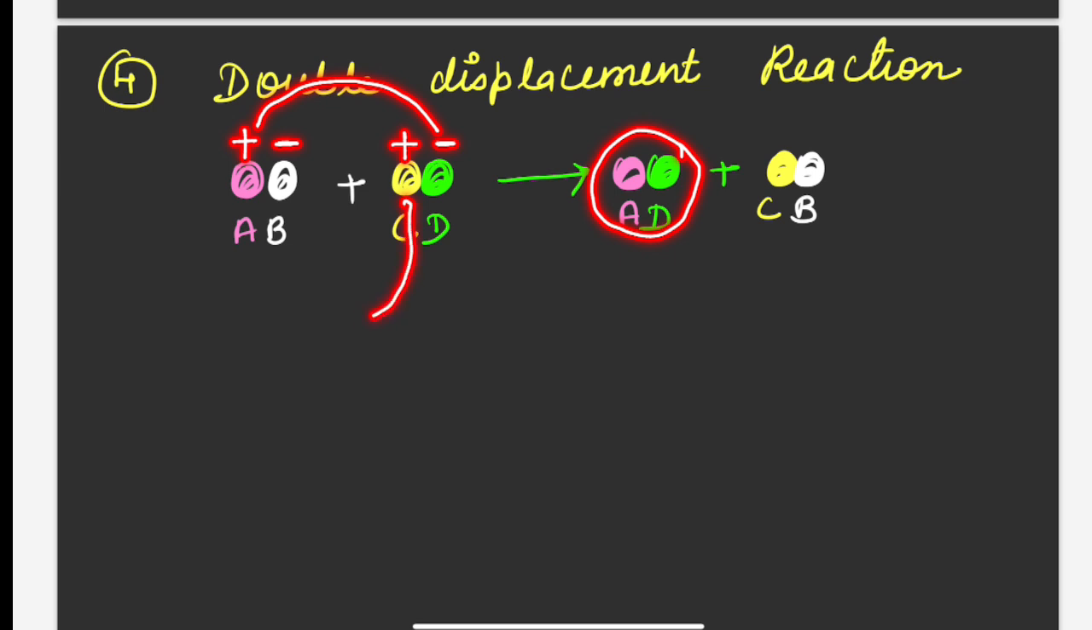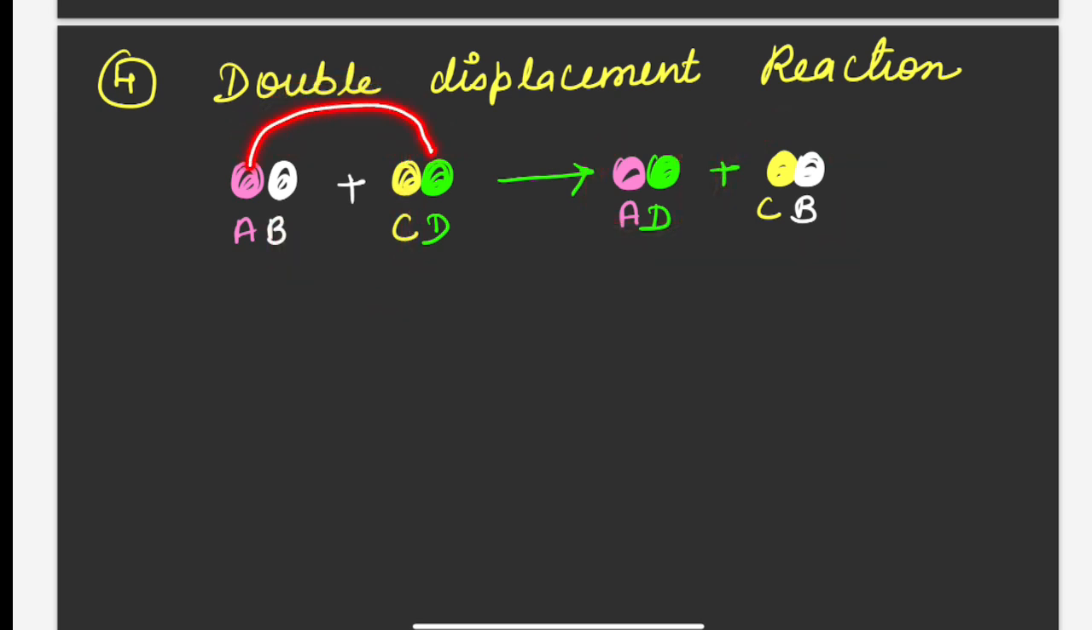Second, you can see here C is combining with B. So plus and minus will combine together. Therefore, a C and B product will be formed. So here, exchange of ions will take place. Why is it called double displacement? You can see displacement of two ions. This ion is getting displaced, and also one more ion is getting displaced. That is why this is called a displacement reaction.